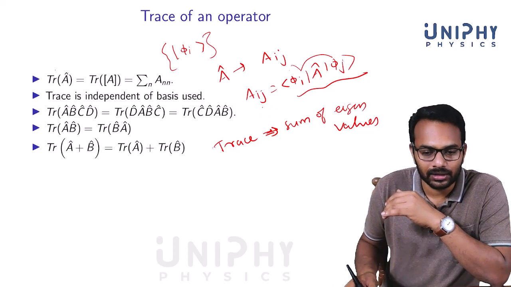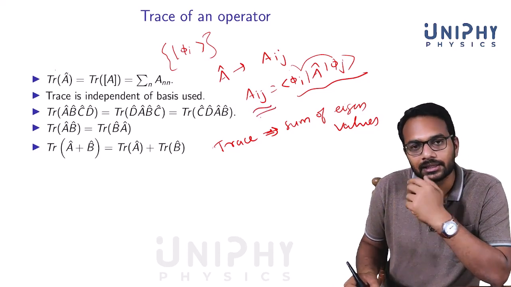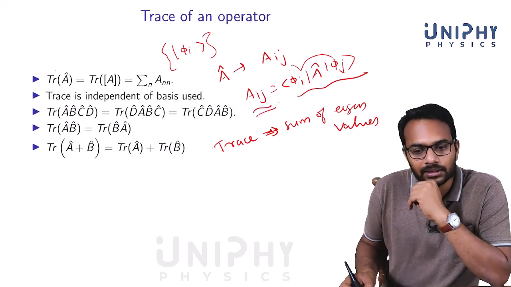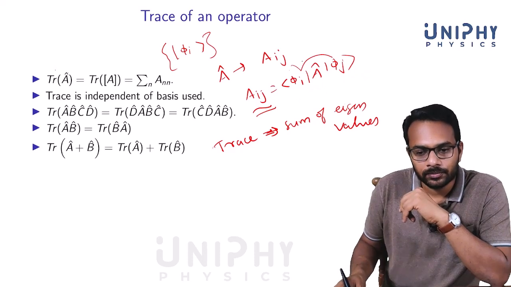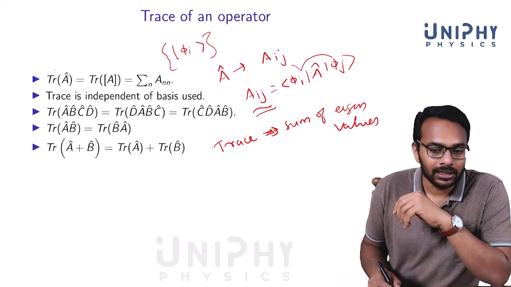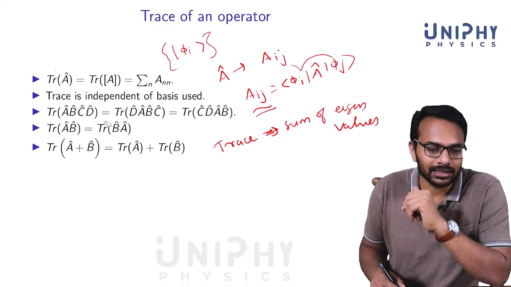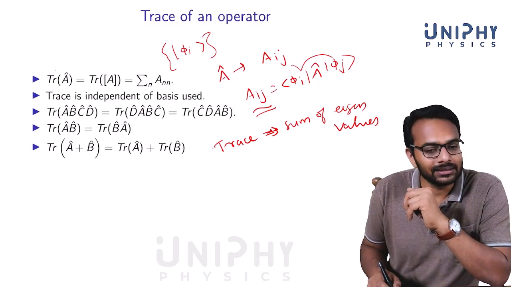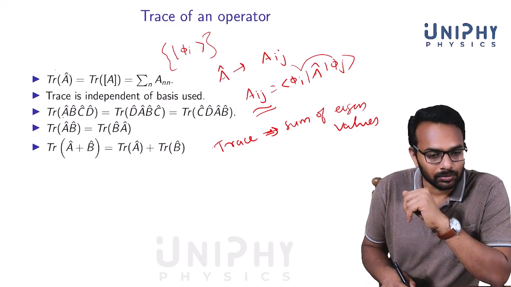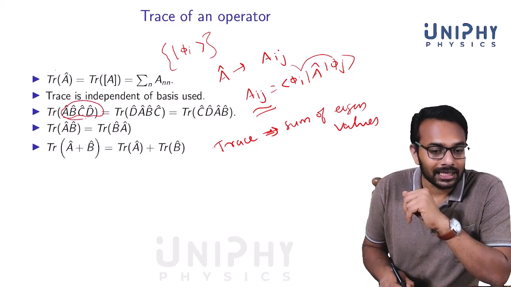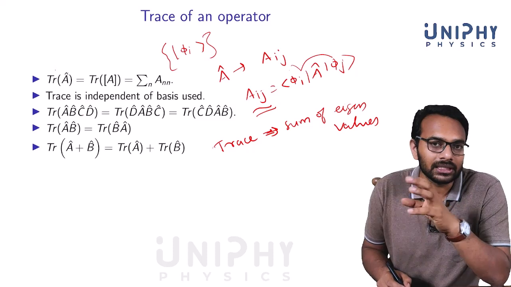This is what you mean when you talk about a matrix representation of an operator. You take this combination of that operator, and then you get a matrix. But it doesn't matter which basis you use. The trace is invariant; the trace is independent of the basis used. Another important property is that you can make a cyclic permutation of the arguments.